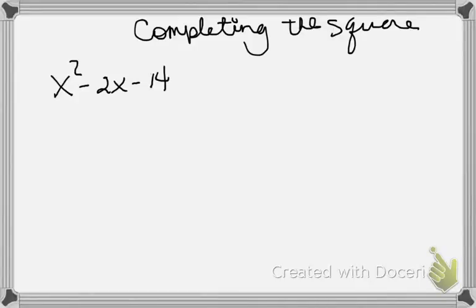Okay, in this video I'm going to do an example of completing the square. I have x squared minus 2x minus 14 equals 0. This is in standard form. So the first thing we want to do is move our c over. So I'm going to add 14 to both sides of the equal sign.